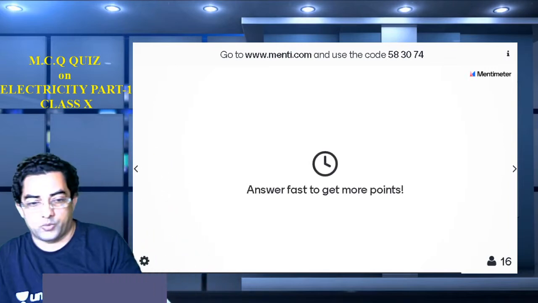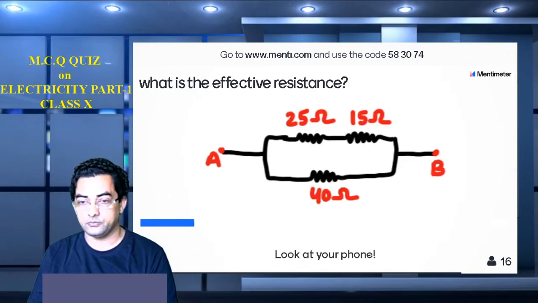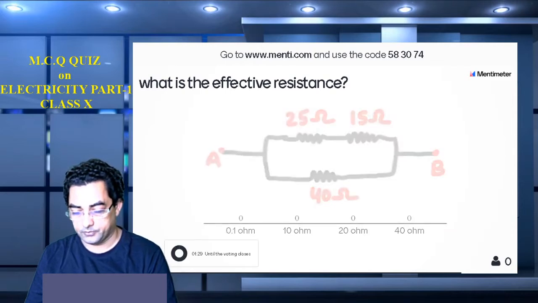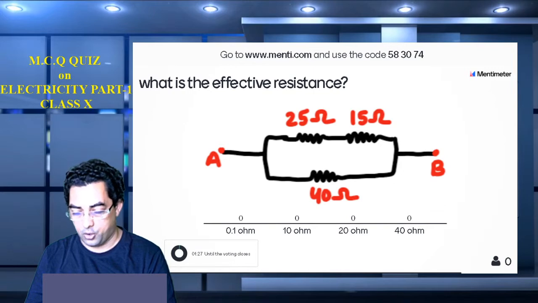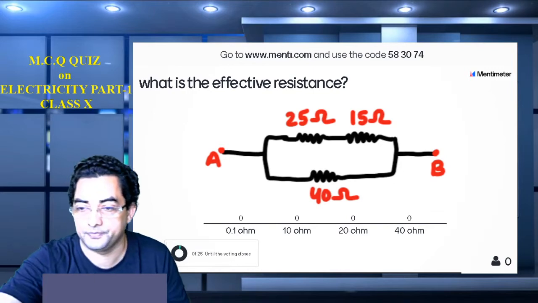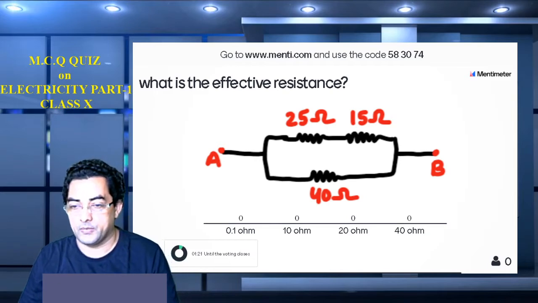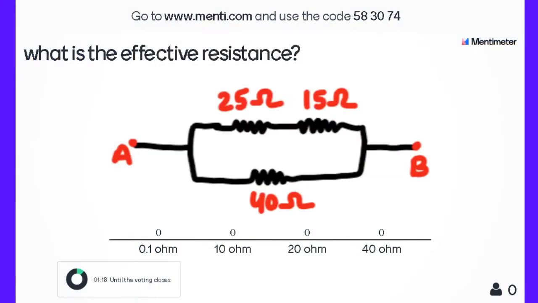Let's come up to the next one, guys. Okay, so the question in front of you is this. We have got 25 ohms, 15 ohms, and then 40 ohms. Effective resistance again. So I'm going to show you on the big screen. 25, 15, and 40. You've got options as 0.1 ohms, 10 ohms, 20 ohms, and 40 ohms.